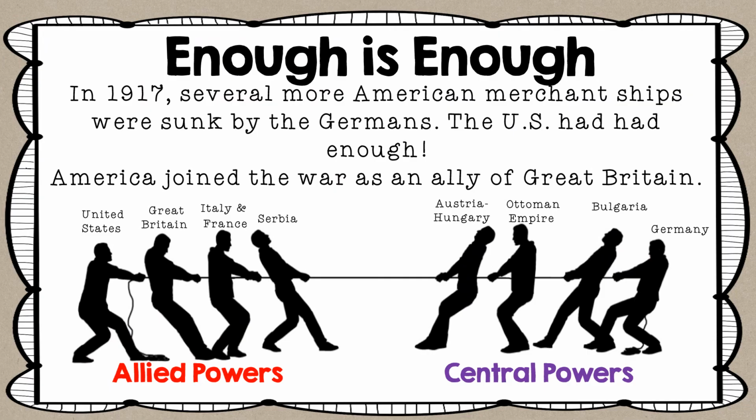And enough is enough. In 1917, several more American merchant ships were sunk by the Germans. The US had had enough. America joined the war officially as an ally of Great Britain, so they are on the Allied powers. So the Allied powers are the US, Great Britain, Italy and France, and Serbia, and they are fighting against Austria-Hungary, the Ottoman Empire, Bulgaria, and Germany.